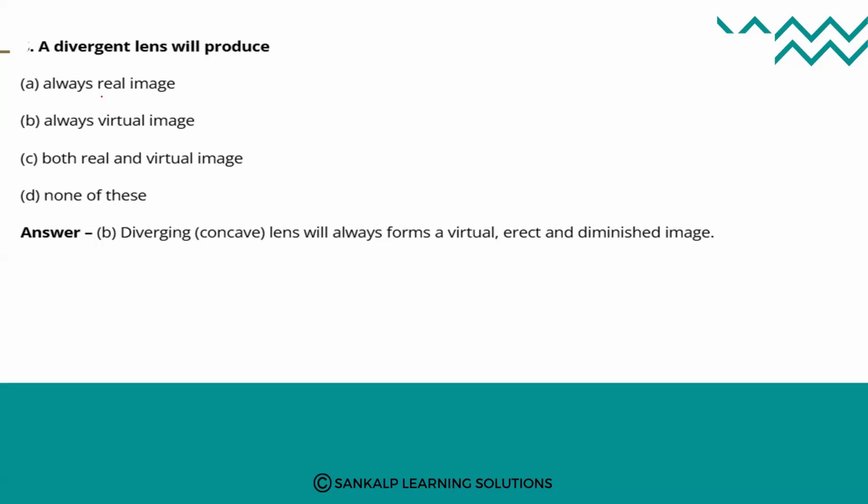A divergent lens will produce always real image, always virtual image, both real and virtual image, or none of these? Diverging here means concave lenses. In case of concave mirror, it is a converging mirror, but in case of concave lens, it is a diverging lens. Remember, it will always form a virtual, erect and diminished image. So a concave lens, or diverging lens, produces a virtual, erect and diminished image.